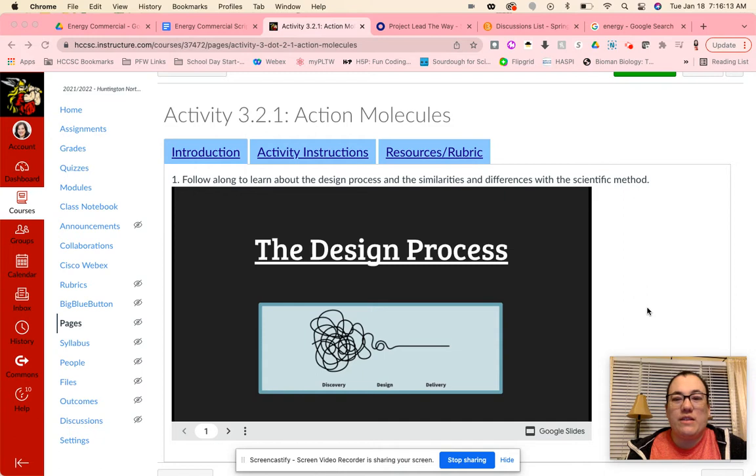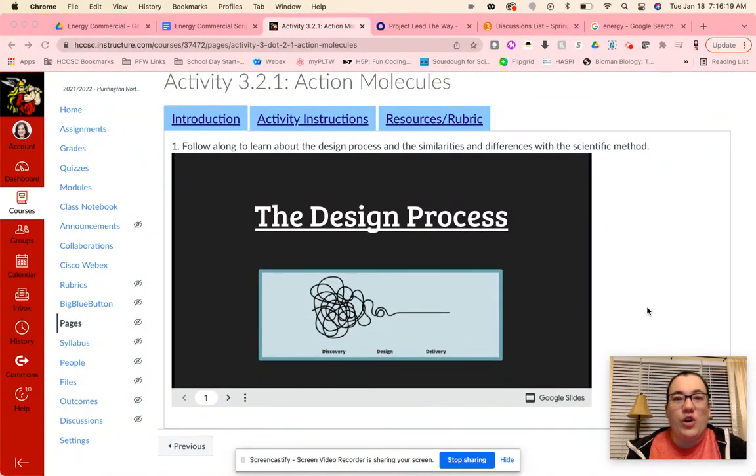So today for your e-learning, you're going to work on this activity 3.2.1 action molecules. Like I said, we're going to start with food and we're going to start talking about enzymes first in the digestive system.